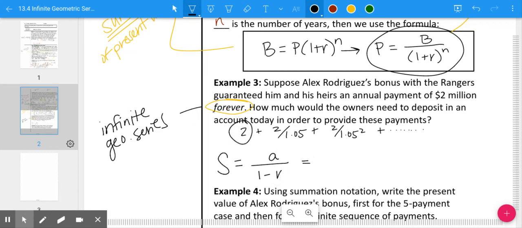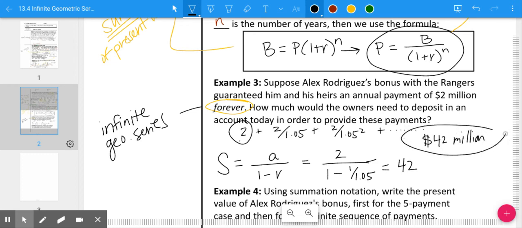A is my initial payment. That's 2. R is what am I multiplying by to go from the first one to the second one? I am dividing by 1.05. So I am multiplying by 1 over 1.05. This gives you an actual number. This gives you a number 42. So that means if they had $42 million right now, they could essentially pay out that $2 million a year forever. Now, of course, this is assuming that we get the 5% interest every year. This is not taking into account inflation. So this is not a perfect real world problem, but this is like one example of how this kind of could get applied a little bit.